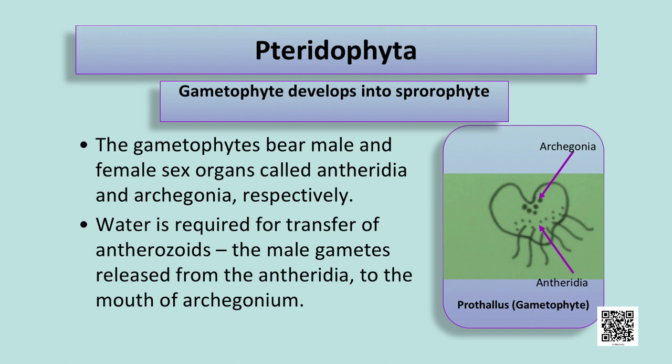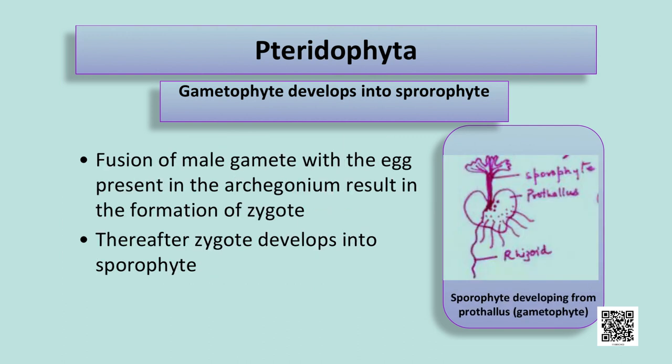Water is required for the transfer of antherozoids to reach the mouth of archegonium. The fusion of male gamete with the egg present in the archegonium results in the formation of zygote. Thereafter, the zygote develops into the sporophyte. In the given image, you can see the sporophyte developing from prothallus where archegonia are present, antheridia after fertilization perish.